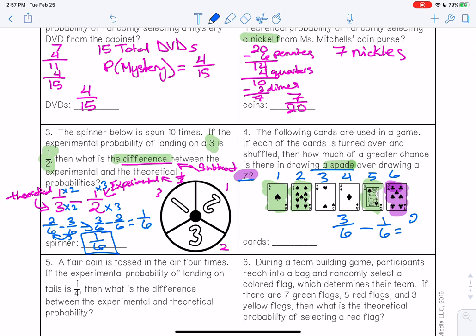So 3 minus 1 is 2. We get 2 over 6, which we can simplify because both numbers are even, so 2 goes into both of them, 1/3. So our answer is 1/3.